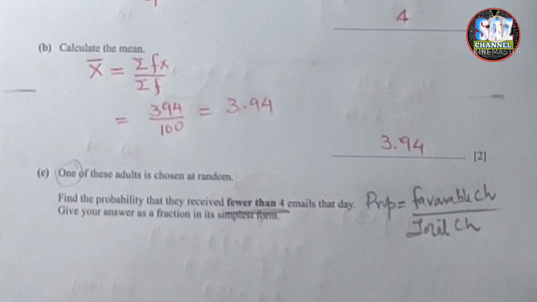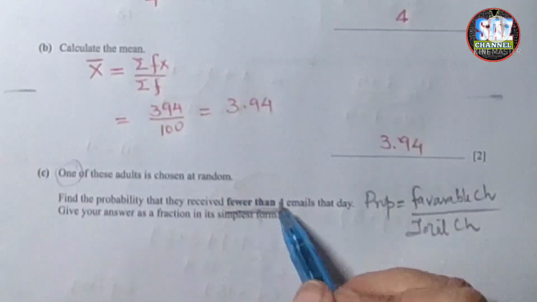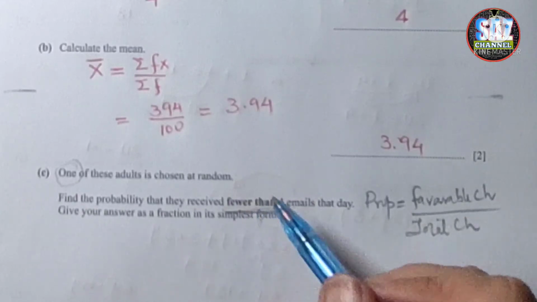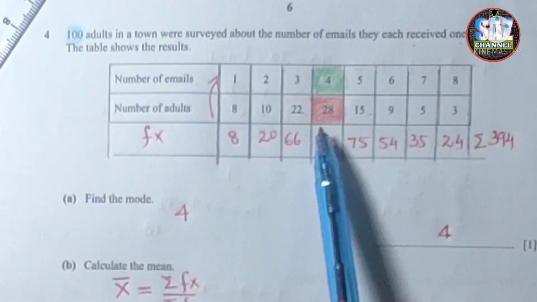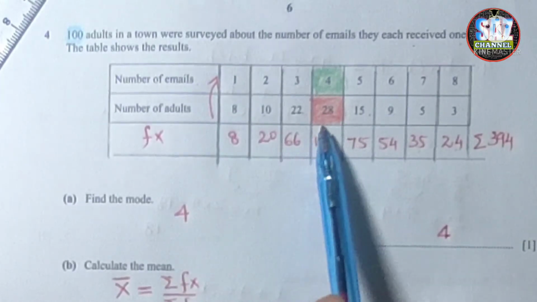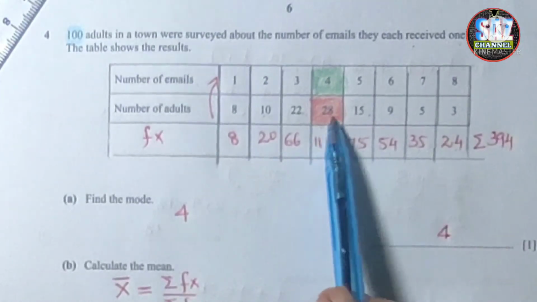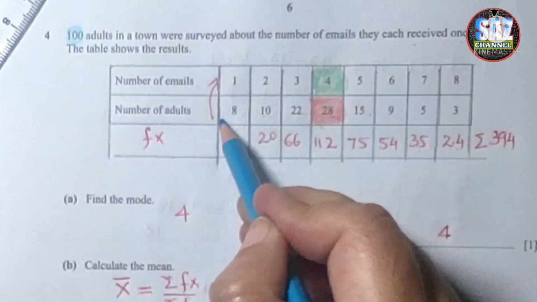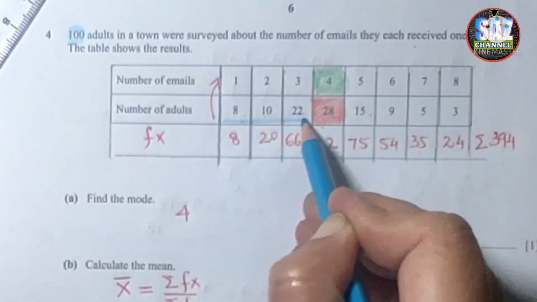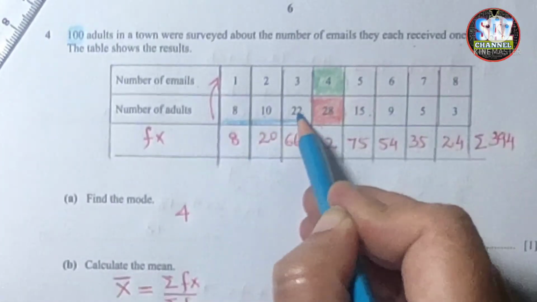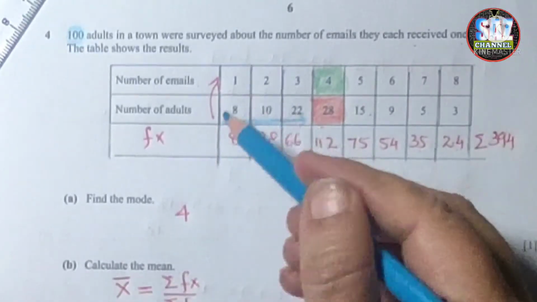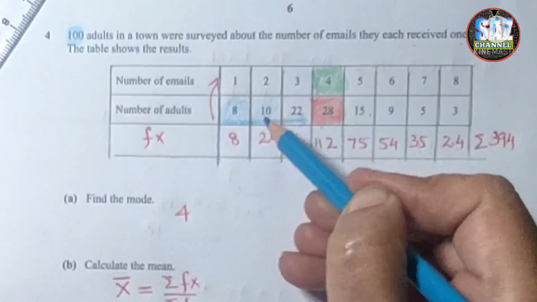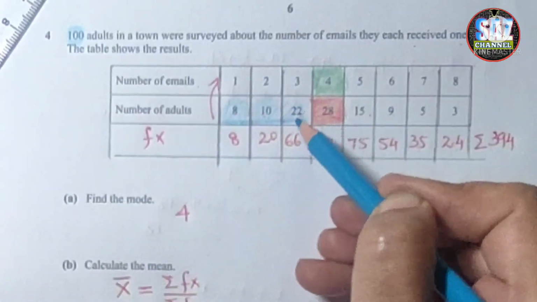Now we have to focus on the number of people who are receiving less than 4 emails. Come to the table and see how many people are getting less than 4 emails. We can see that these 3 people are getting less than 4 emails. So first of all, for the favorable chances, we have to add up these 3 numbers.